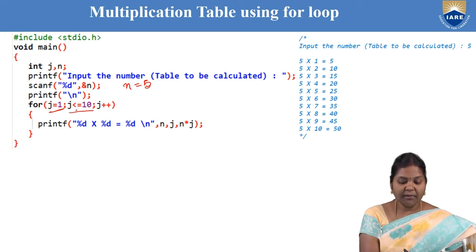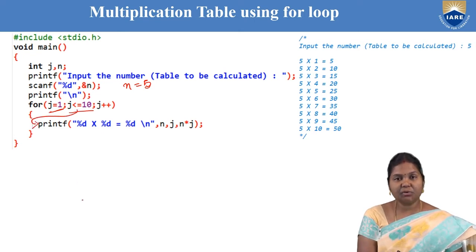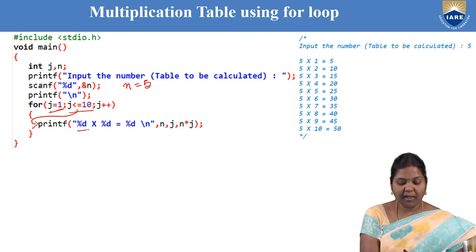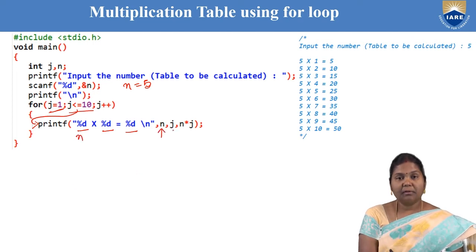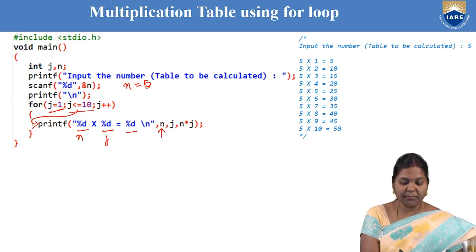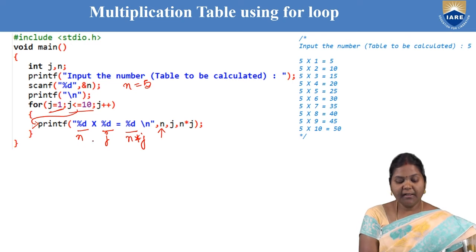If the condition is true, then you write the logic for displaying the multiplication table. How do we display it? 5 into 1 is equal to 5 is what you should get. Here 5 is nothing but the number. In the first iteration, the value of j is 1, so the value is 5 into j, that is n into j. So this is the logic. 5 into 1 is equal to 5.